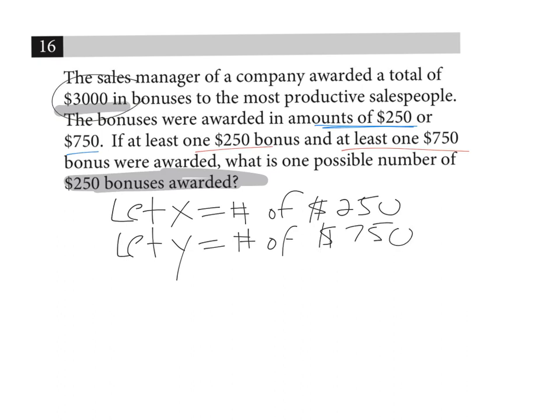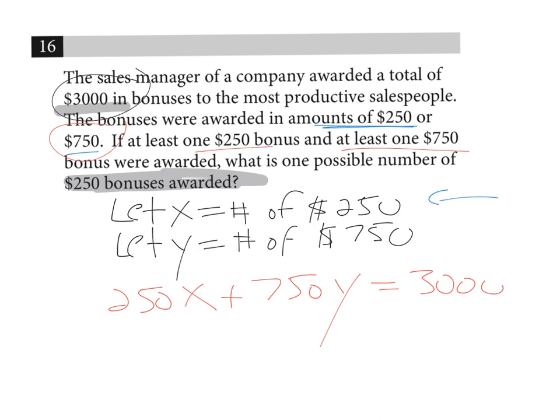And it says a total of $3,000 was given out. So if I take the 250 and multiply it by the number of 250 bonuses, that's 250x, plus if I take 750 and multiply it by the number of $750 bonuses, that's 750y. Here my answer is going to be 3,000. But here's where the issue takes place. We have two variables, x and y. That means we need to have two equations to solve. And we don't have enough information to write another equation.